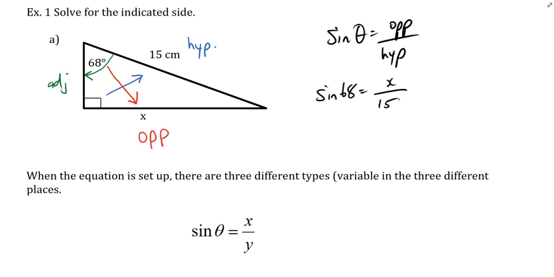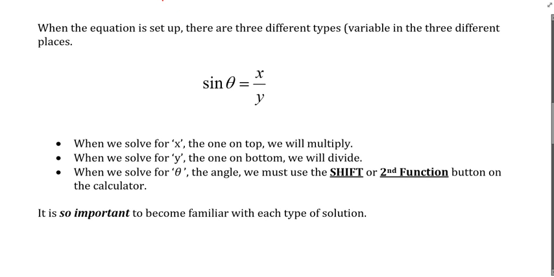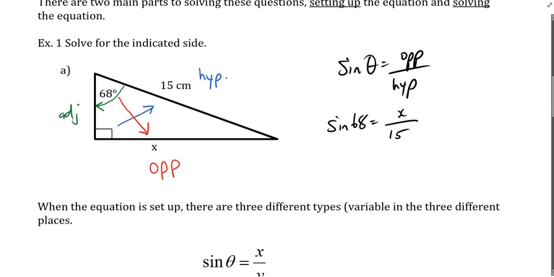Adam? Since you have adjacent down there too, couldn't you do the one, cosine or something? You could use cosine, but that wouldn't help you find x. But yes, absolutely, you're right, you could.